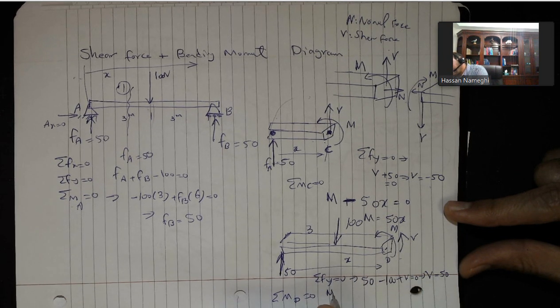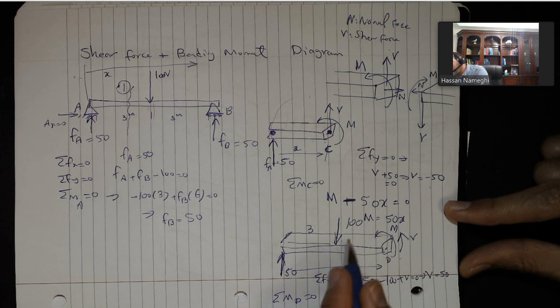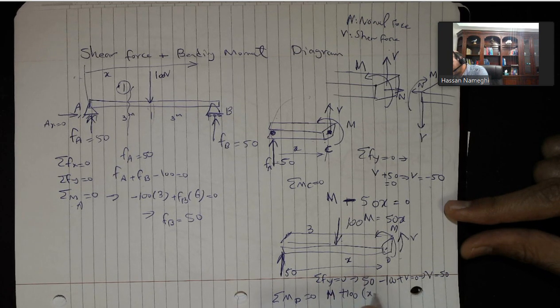So I got the M, and then this force creates a positive moment. So plus 100 into the distance from here to here. The whole distance is x, that's 3, so it will be 100 into x minus 3. Plus, in this side we have the whole x, 50 into x.